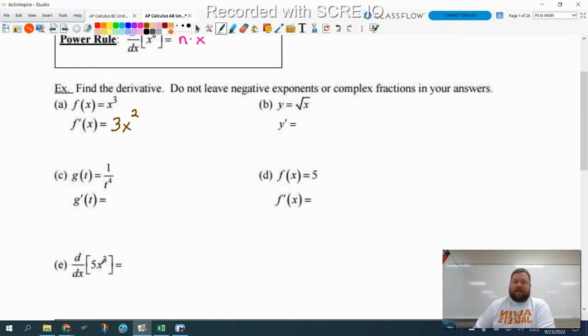All right, I'm going to skip down to letter E. So even if there's a number in front, you just multiply by the exponent. So multiply by 3, you get 15x, and then you subtract 1 from the exponent, 15x squared.